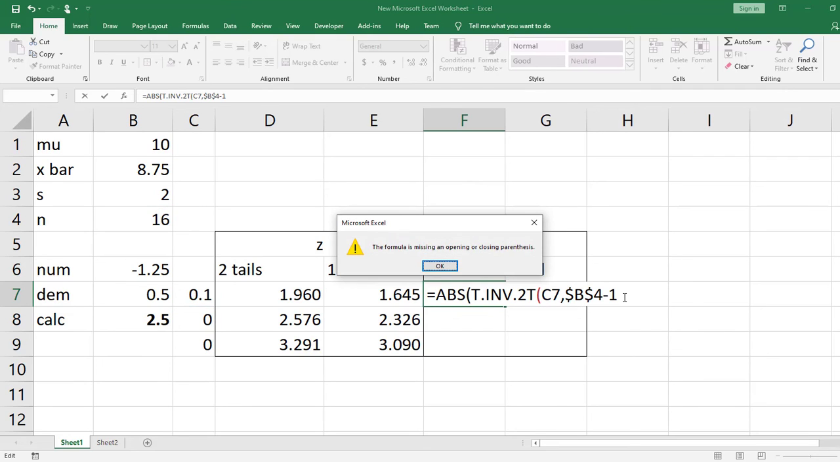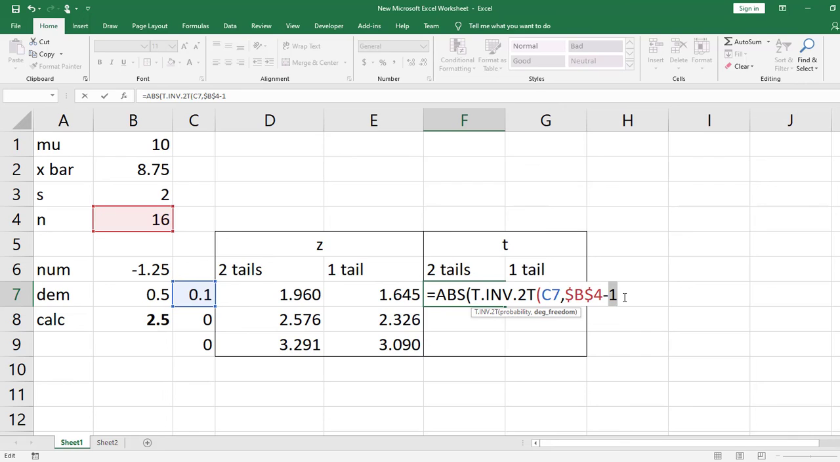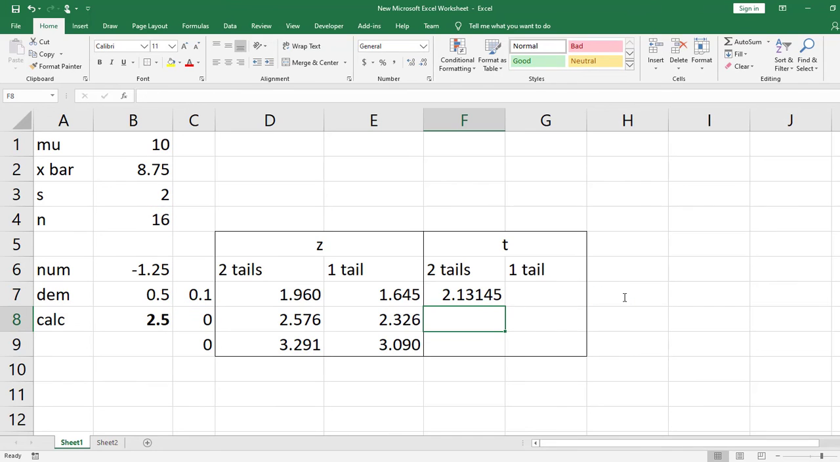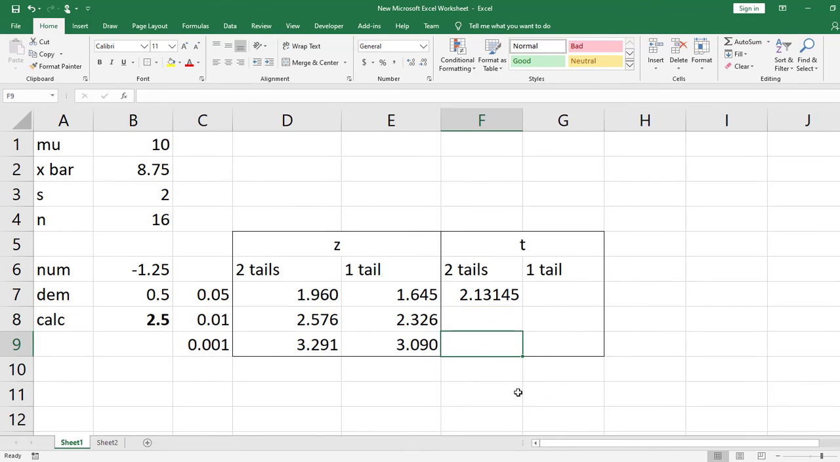Oops, and it's going to say missing an argument in the parentheses. No, it's fine. Degrees of freedom. It's fine. There. It didn't like the fact that I was missing a parenthesis. And that's our critical values for 2 tails.